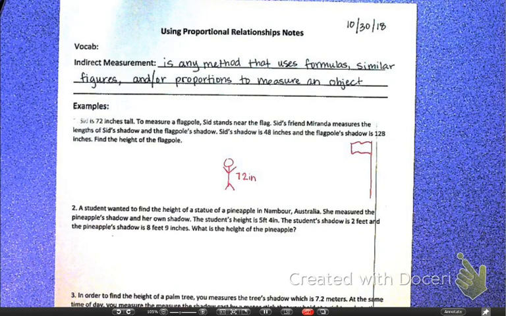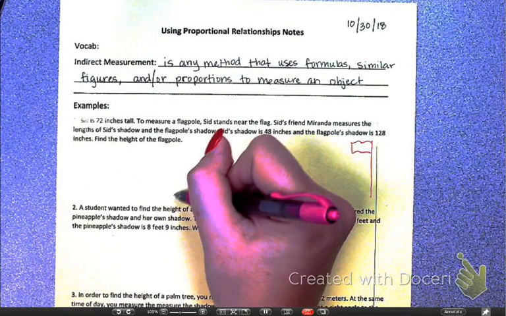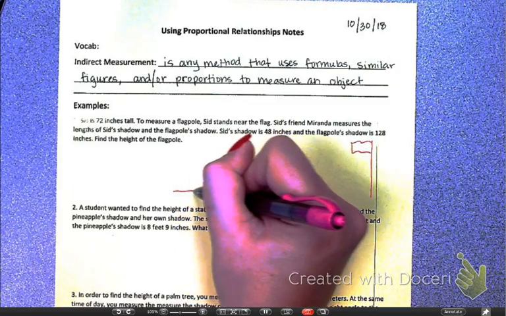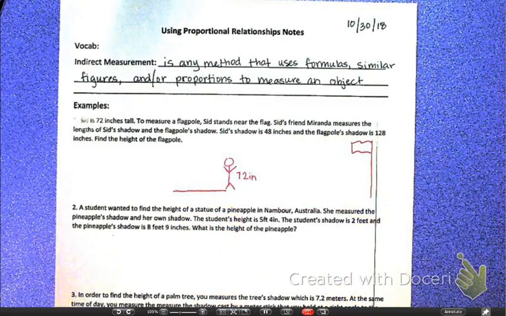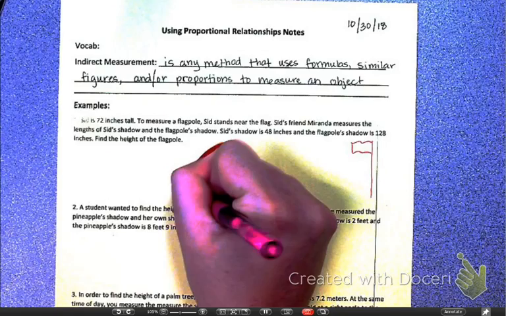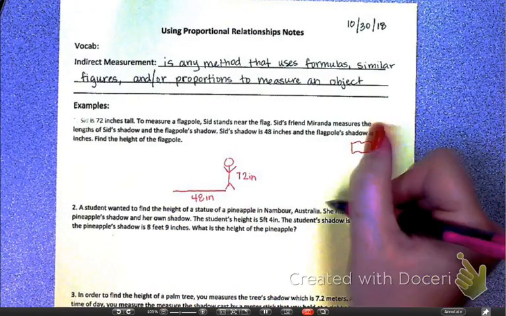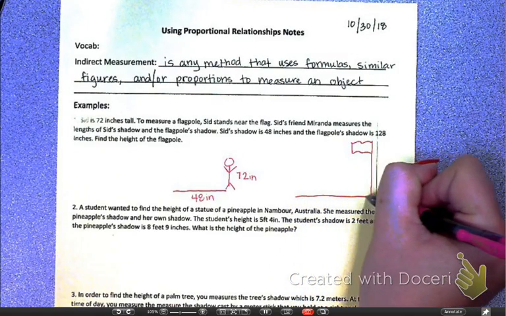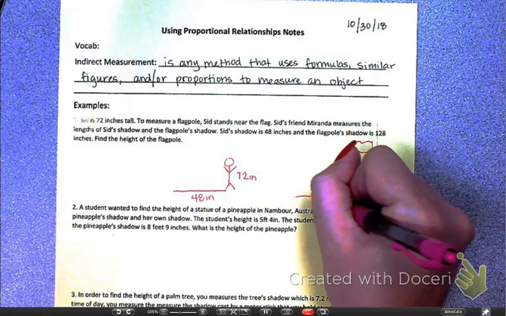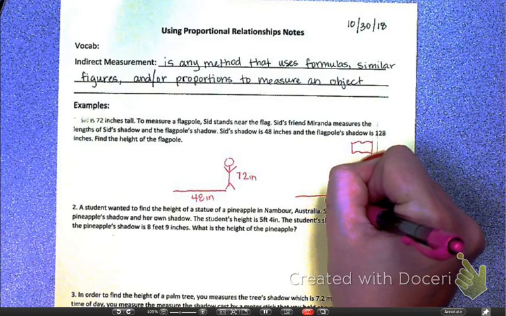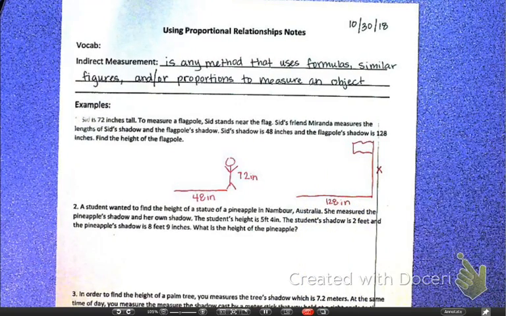And then his friend measures his shadow. Where is a shadow located? On the ground, right? If you're standing outside, your shadow is on the ground. So, yes, but we're going to pretend there's nothing else around us. So this is Sid's shadow. And Sid's shadow is 48 inches. The flagpole also has a shadow of 128 inches. And we want to know how tall the flagpole is.